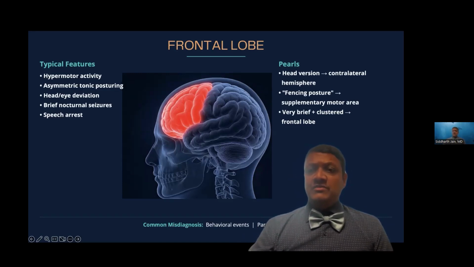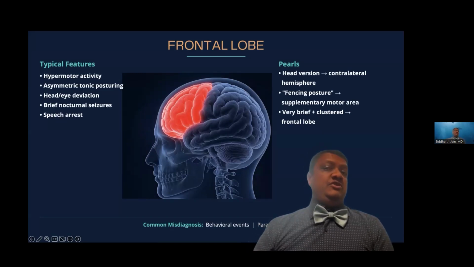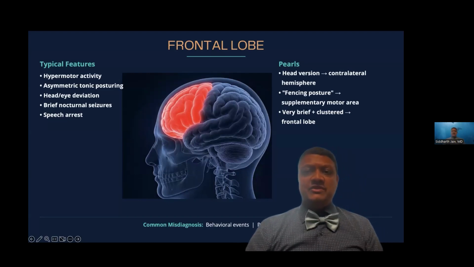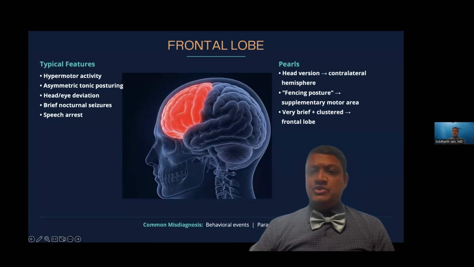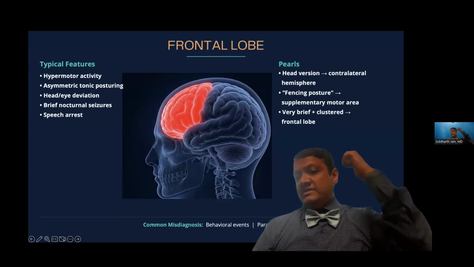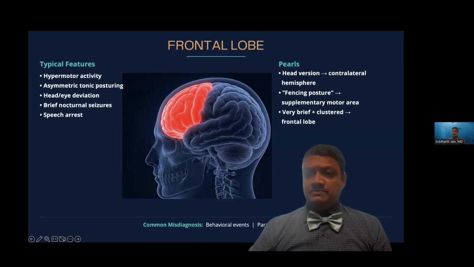This is different from the symmetric tonic stiffening that you may see in generalized tonic-clonic seizures. Head and eye deviation: again, forced turning away from the seizure focus with eyes pointing in that direction reflects activation of the frontal eye fields in the posterior middle frontal gyrus. If the head turns right, think left frontal onset.